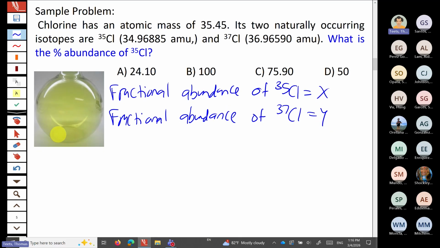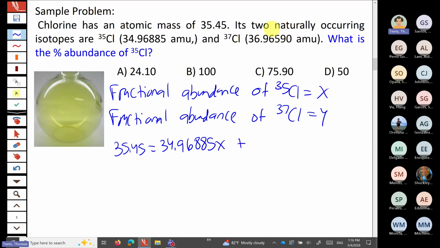We need two equations. So the first of those that we can consider is just the definition of atomic mass that we've been covering, which is that the atomic mass of chlorine, which is 35.45, is equal to the weighted average of the isotope masses, which is the first isotope mass, 34.96885, multiplied by the fractional abundance of that isotope, which we've defined as X. So that's our first equation. It's just based on the individual isotope masses multiplied by their fractions, which are the unknowns, X and Y.